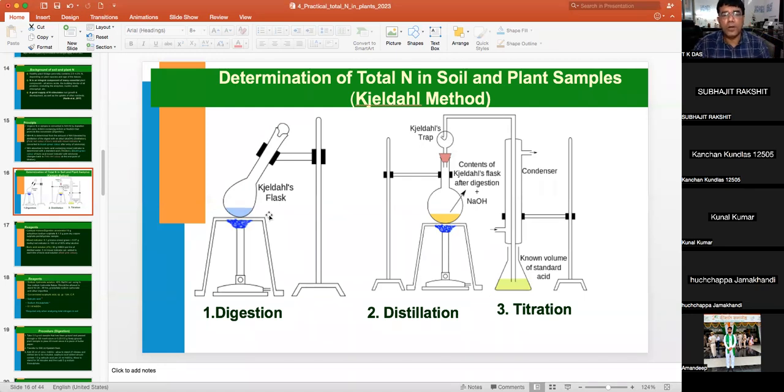In the digestion process, as I discussed in detail, all kinds of nitrogen, organic and inorganic, whatever was there in the soil or plant, has been converted into ammoniacal form, basically ammonium sulfate. Now this Kjeldahl flask has nitrogen in the form of ammonium sulfate. You add about 150 ml water and keep it for 30 minutes so that the contents cool down. After cooling, you take the same Kjeldahl flask to the distillation assembly.